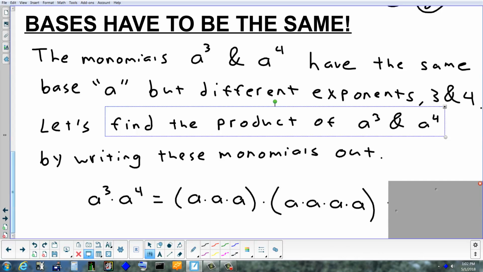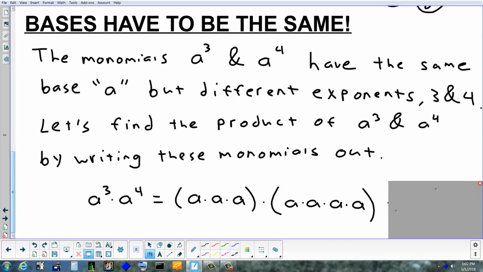Okay, now let's look at what we have. A times A times A times A times A times A times A. How many A's do we have? 1, 2, 3, 4, 5, 6, 7. So we have A times A 7 times. What's the short way of writing A times itself 7 times? A to the 7th power.